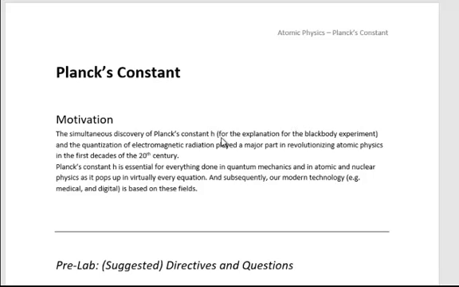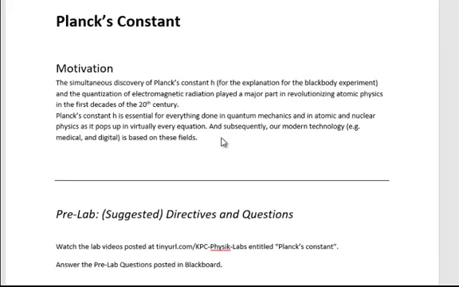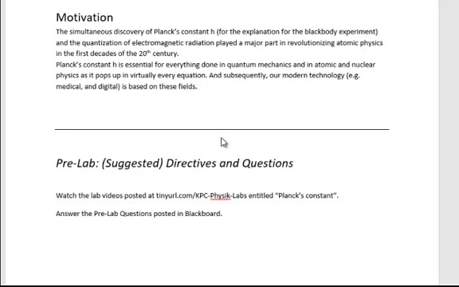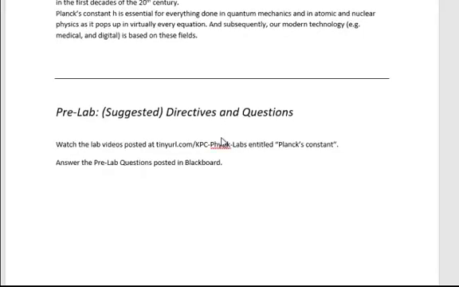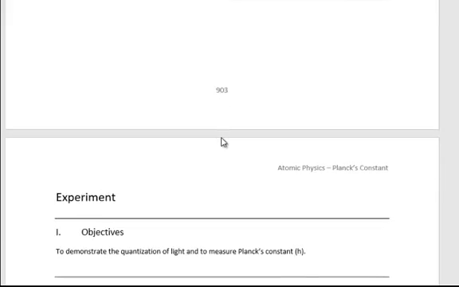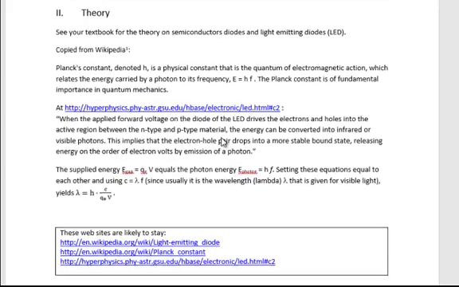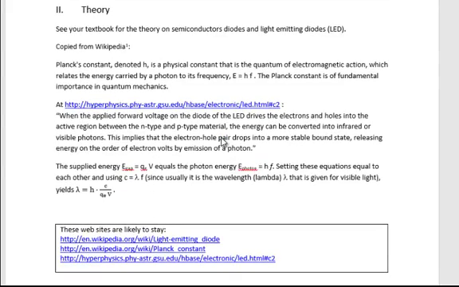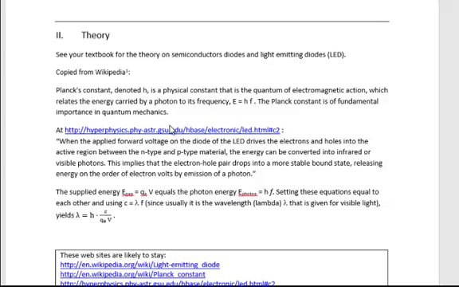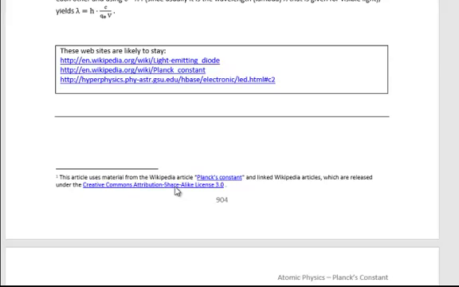This is the lab on Planck's constant, and I have revised this in the meantime. This is the old document. I don't have access to the new one because of getting back and forth to my office, and today I'm able to. So anyway, short story long, here's part of the theory. This is just for the LED experiment. In the meantime, I added also a theory for the photoelectric effect.